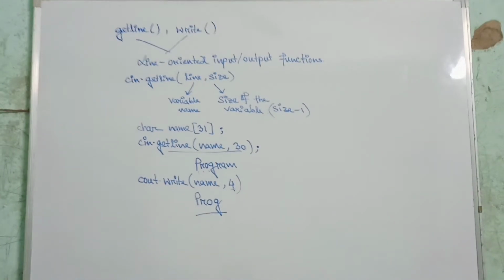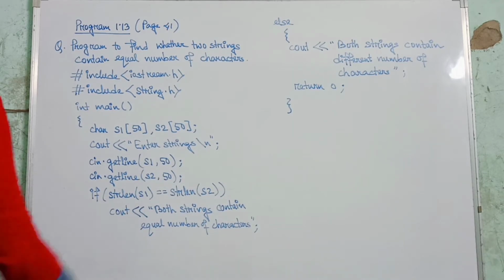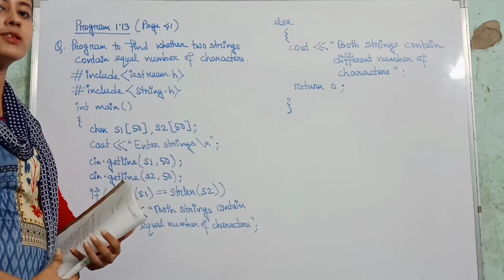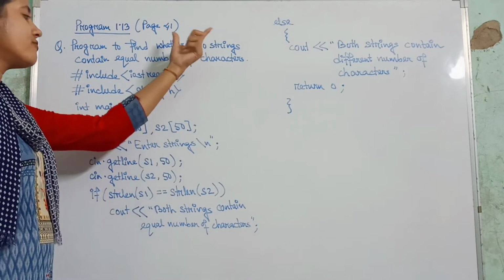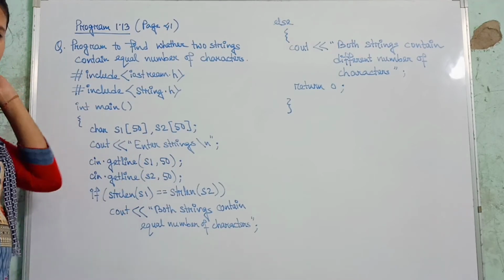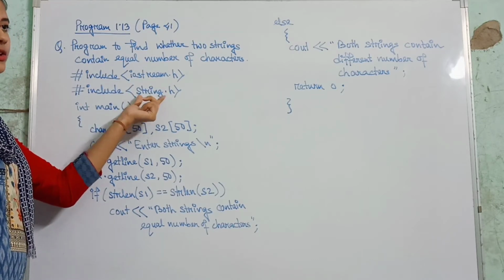Clear? So now we will see a program that will make you understand how this getline and write function works. Okay? So let us see the program here. This is on your page number 41, program number 1.13. What it is telling? Program to find whether two strings contain equal number of characters. Means you have to enter two strings and check whether these two strings contain equal number of characters or not. So for this, we have written hash include iostream.h and string.h.